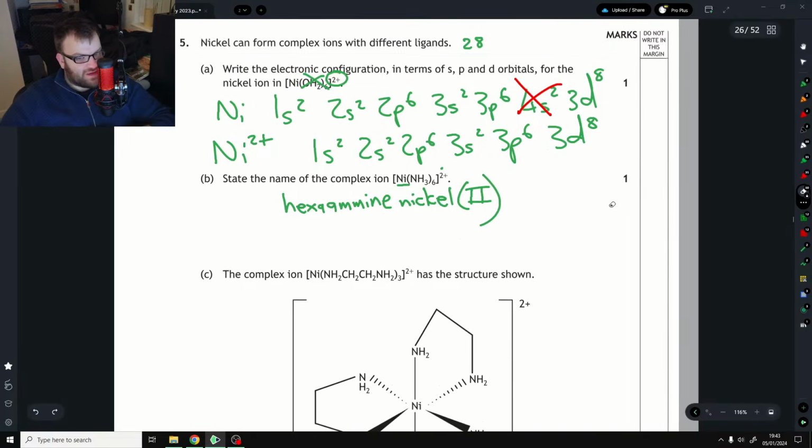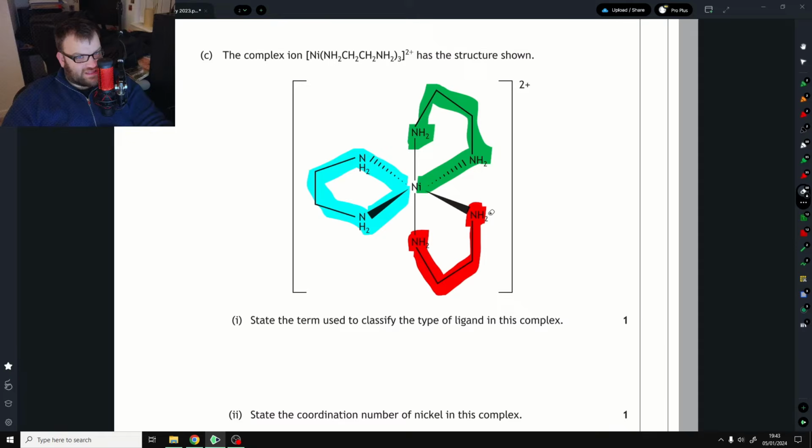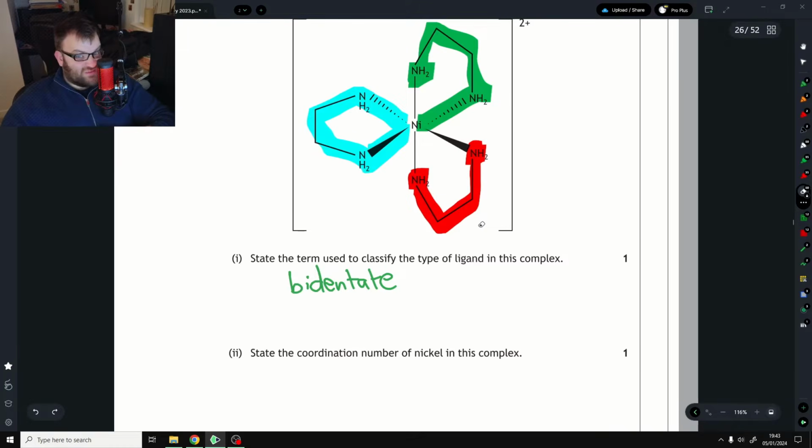Next up, we're asked to classify this type of ligand. There are 3 of these ligands that have joined on. Each of the ligands is making 2 bonds. We describe that as being bidentate. It's making 2 bonds to the metal in the centre. If it was 1, it would be monodentate. You get hexadentate, which would be 6, and you get polydentate, describing anything that has multiple bonds. Coordination number is just how many bonds the nickel in the middle is making. It's making 6 bonds. That's the answer for the coordination number.